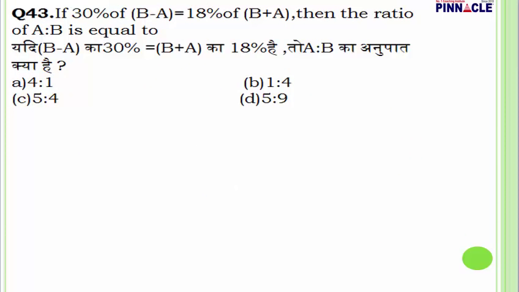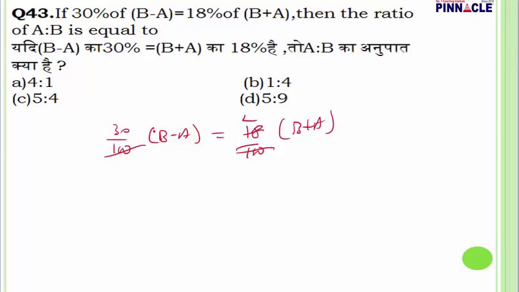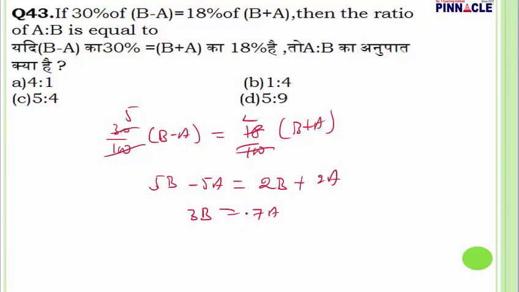Question number 43. If 30% of B minus A is equal to 18% of B plus A, so 30 by 100 into B minus A is equal to 18 by 100 into B plus A. One question of this type is 100% sure in the exam. So 5B minus 5A is equal to 2B plus 2A. Now this should be 5B minus 2B, that is 3B, equal to 5A plus 2A, that is 7A. We have to find the value of A is to B. A is to B would be equal to 3 by 7.